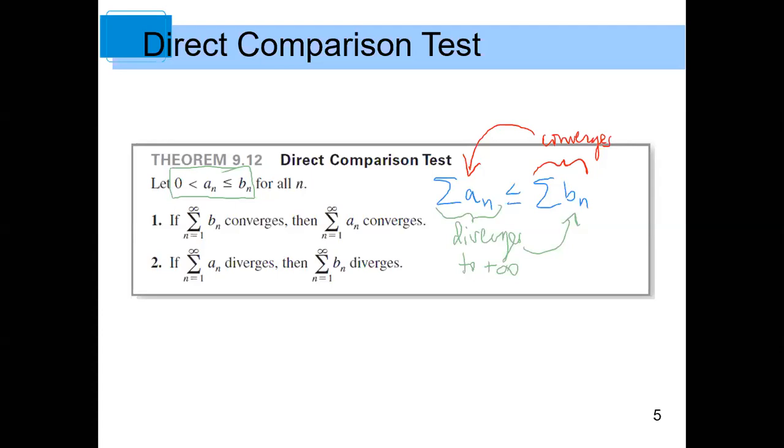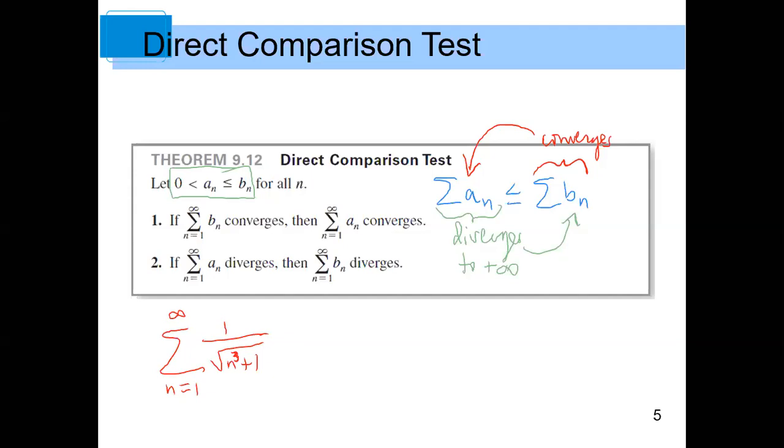Let's see here. What about this example? I have this example kind of written down here. What if it was this? The sum of n going from 1 to infinity of 1 over the square root of n cubed plus 1. What would you do with that? What do you think about that?